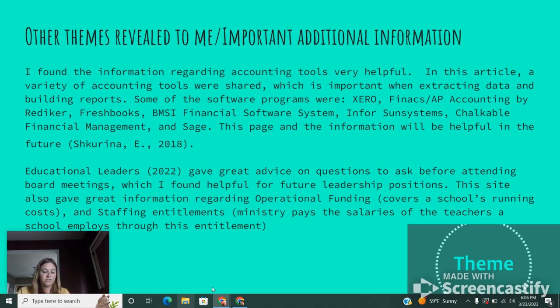Educational Leaders. The article Educational Leaders gave great advice on questions to ask before attending board meetings, which I found helpful for future leadership positions. This site also gave great information regarding operational funding, which covers a school's running costs, and staffing entitlements, through which the ministry pays the salaries of the teachers a school employs.